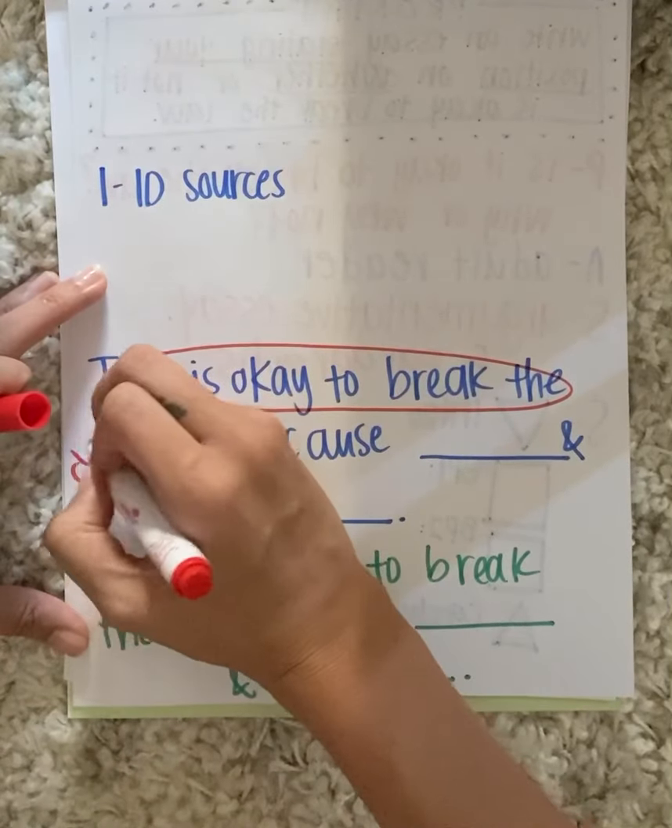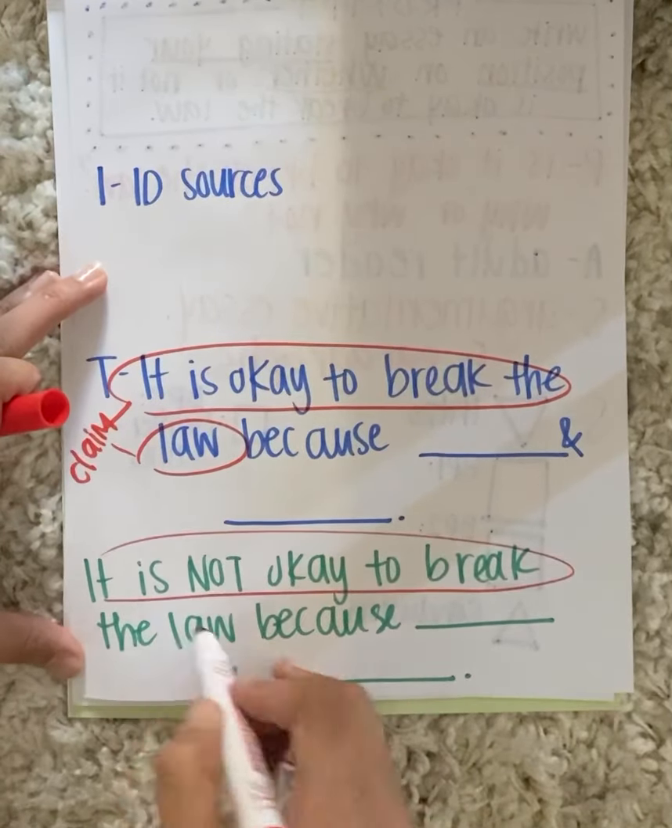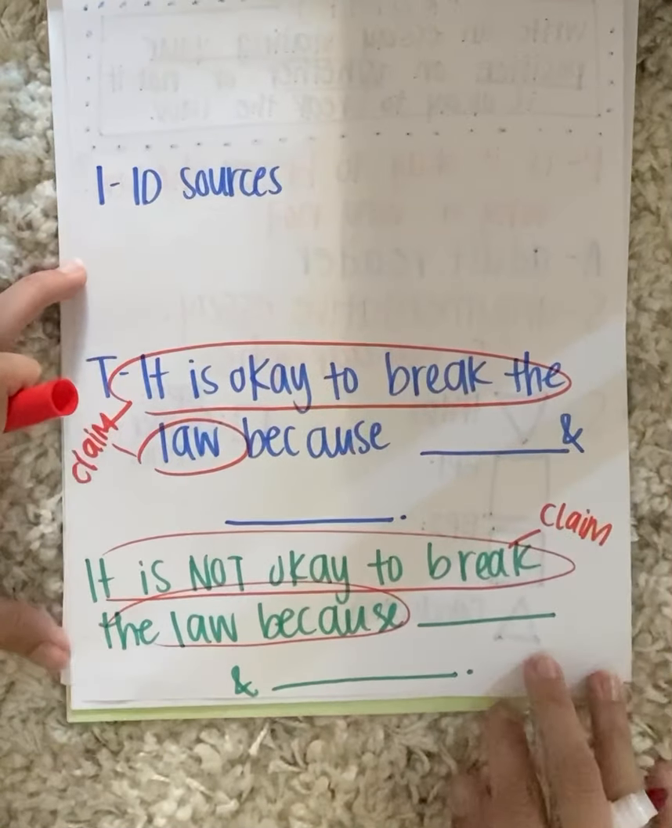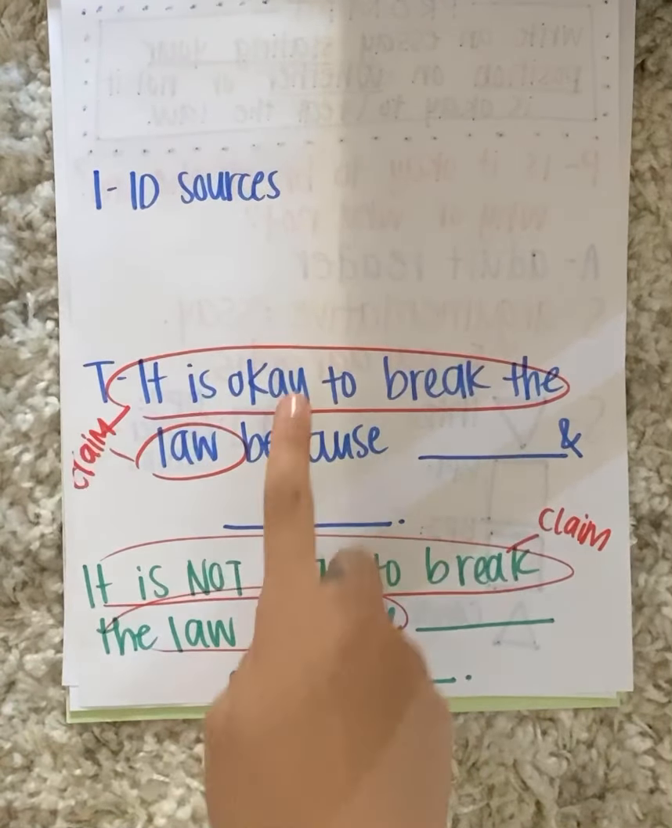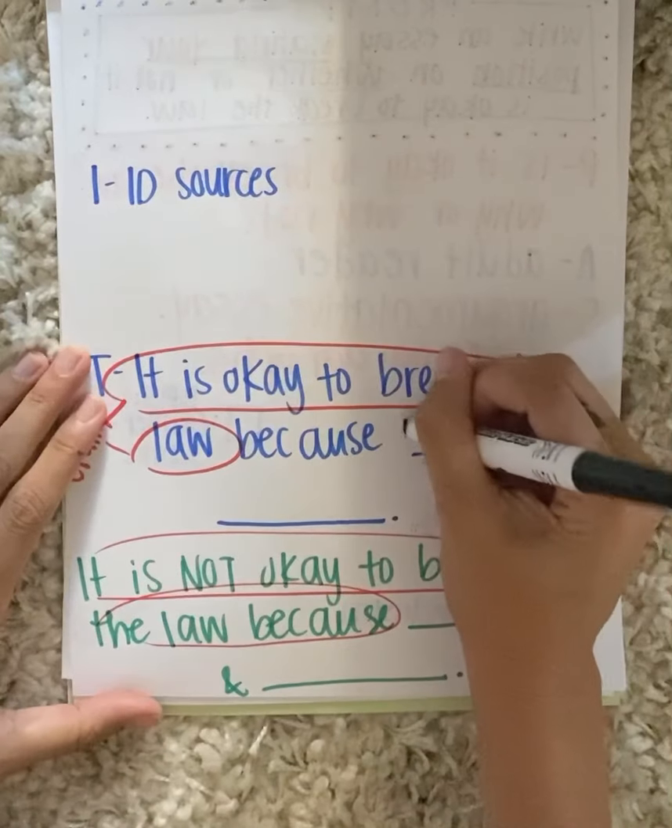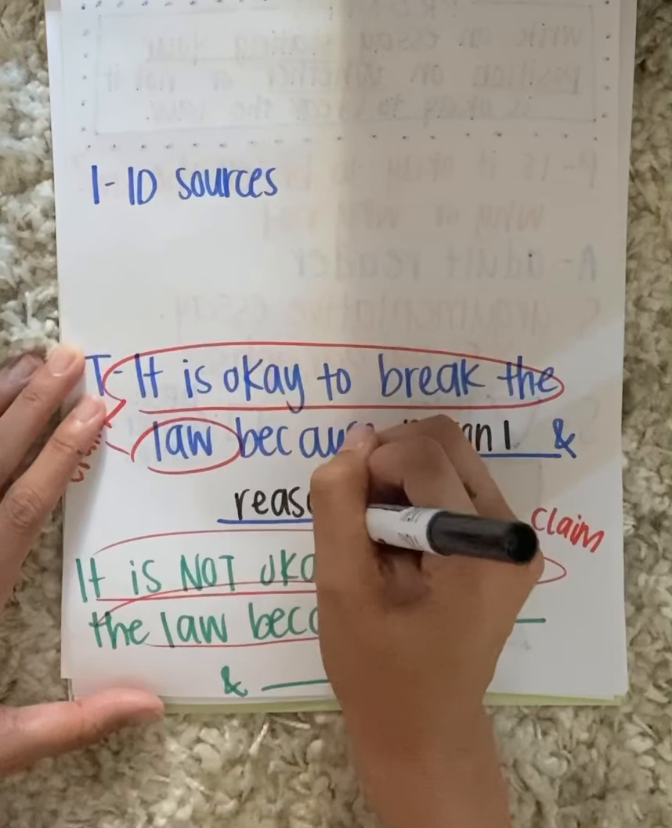This would make up your claim. It is not okay to break the law, in this example, is their claim. You'll notice whether I chose it is okay or it's not okay, I include 2 blanks after the word because. The reason for that is we need 2 main reasons to support our claim. I don't know what reasons you're going to choose, but whatever you choose, you can fill them in on the line now.